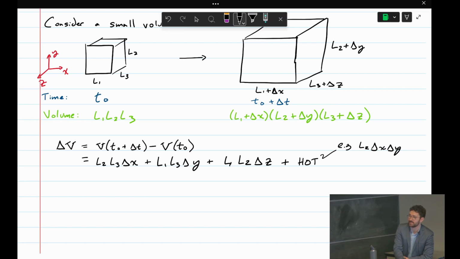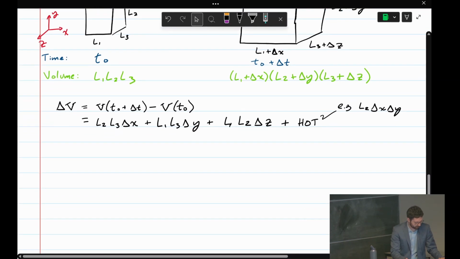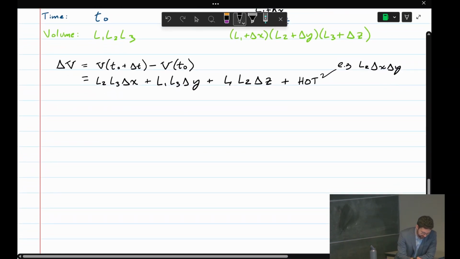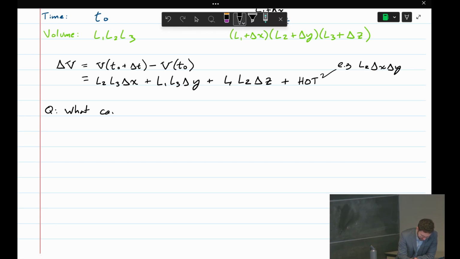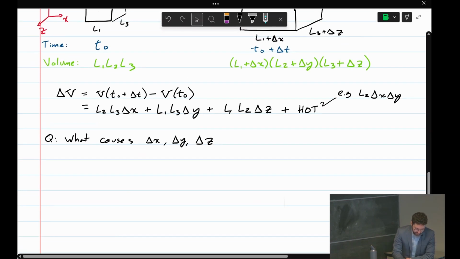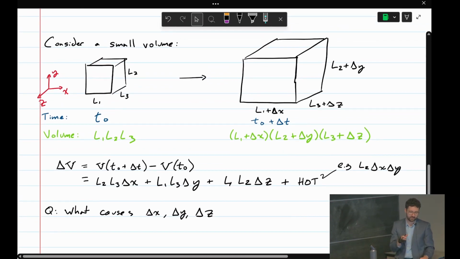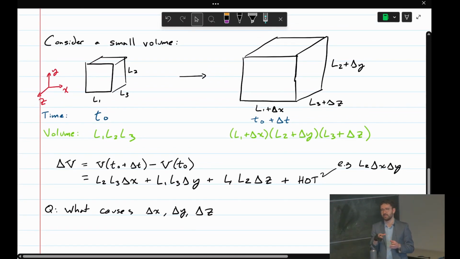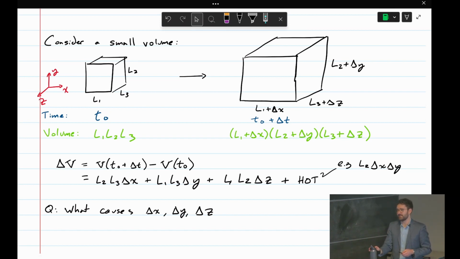Any questions on where this came from or what I've done so far? Okay. So now the question I have is, what causes these changes in length along each of the coordinate axes? What causes delta x, delta y, and delta z? If we're following this in a Lagrangian perspective, following this parcel of fluid as it moves through space, what's one way that we could cause the change in length of this element?